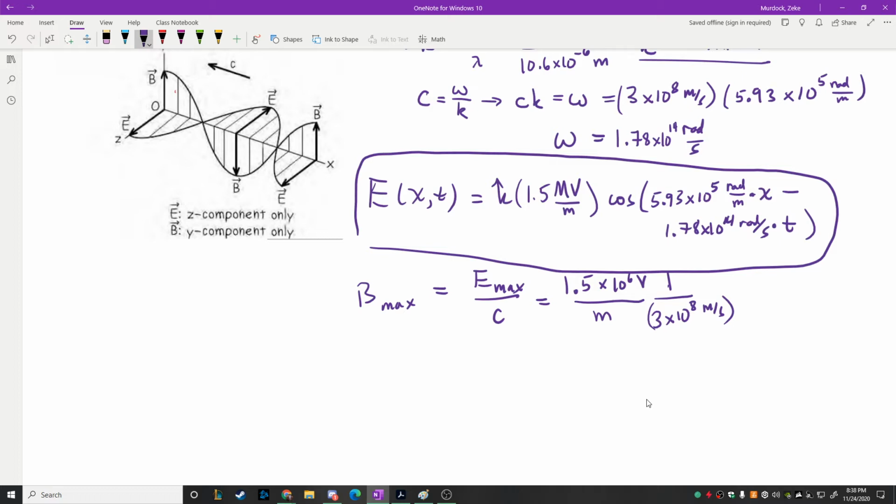And I think you're going to get something like 5 times 10 to the negative 3 Teslas. Yeah, that's going to be B max.